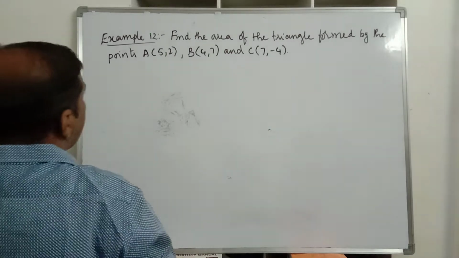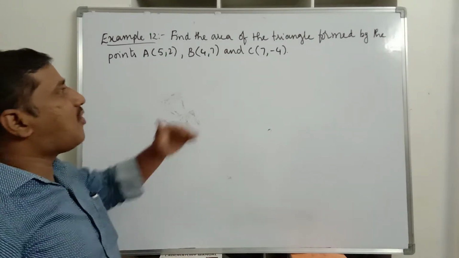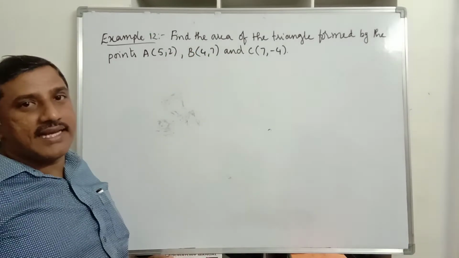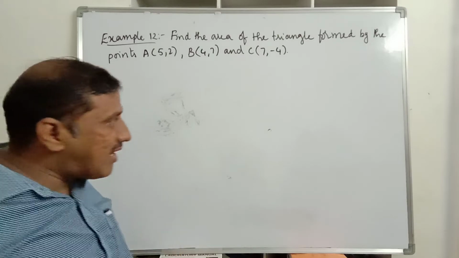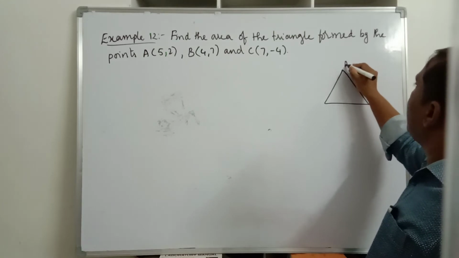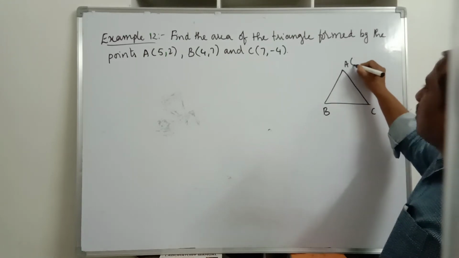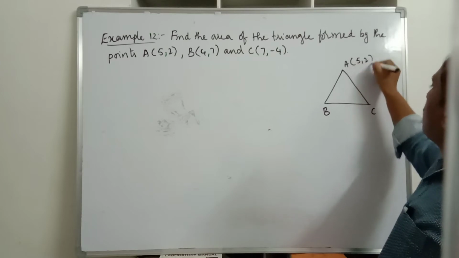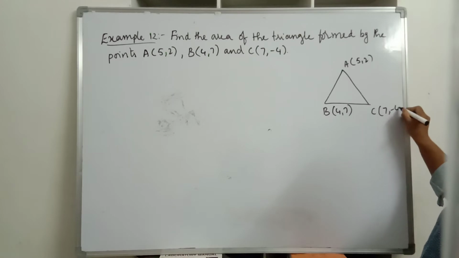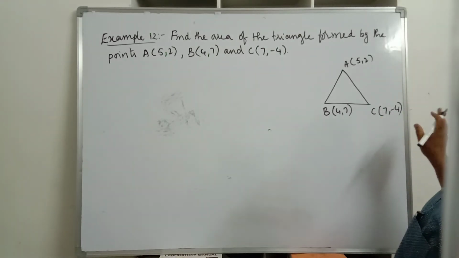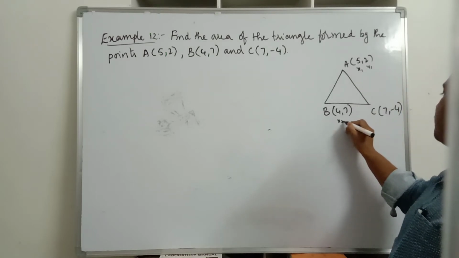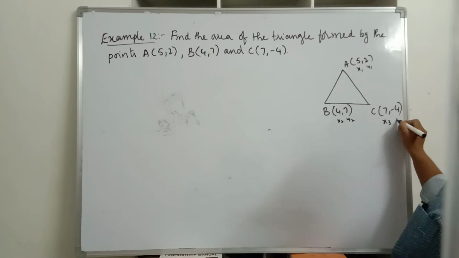Now we will discuss example 12. Find the area of the triangle formed by the points A(5, 2), B(4, 7) and C(7, -4). Again one triangle ABC is given whose vertices are given as A, B, C. Coordinates of A are 5, 2. Coordinates of B are 4, 7 and coordinates of C are 7, -4. So A, B, C we are taking in order. Therefore A will be the first point, x1, y1. B is x2, y2 and C is x3, y3.